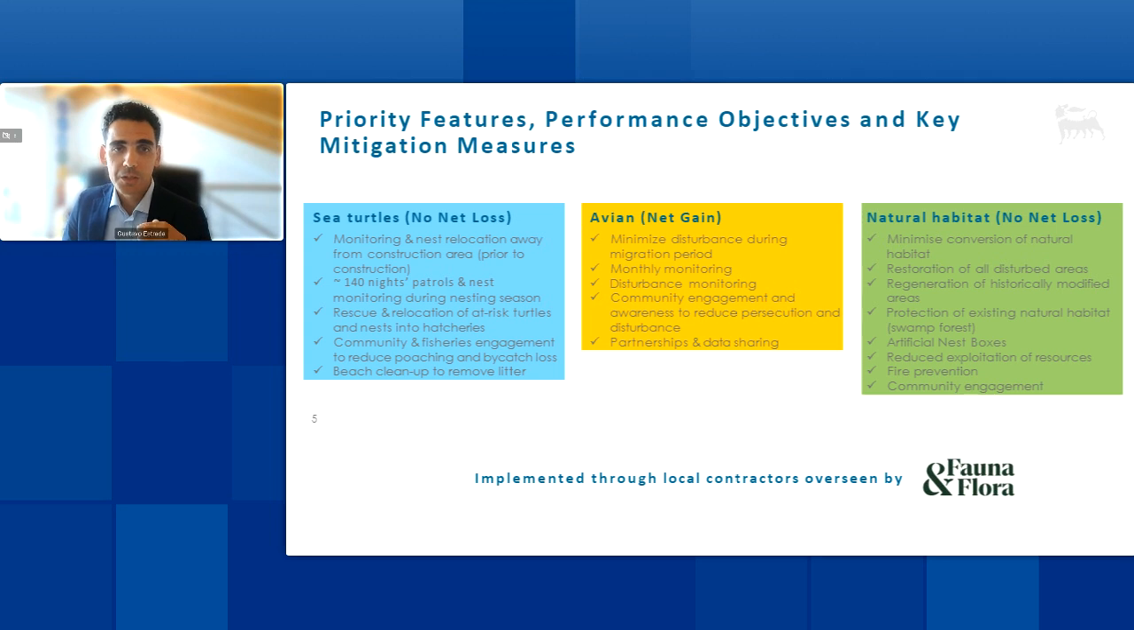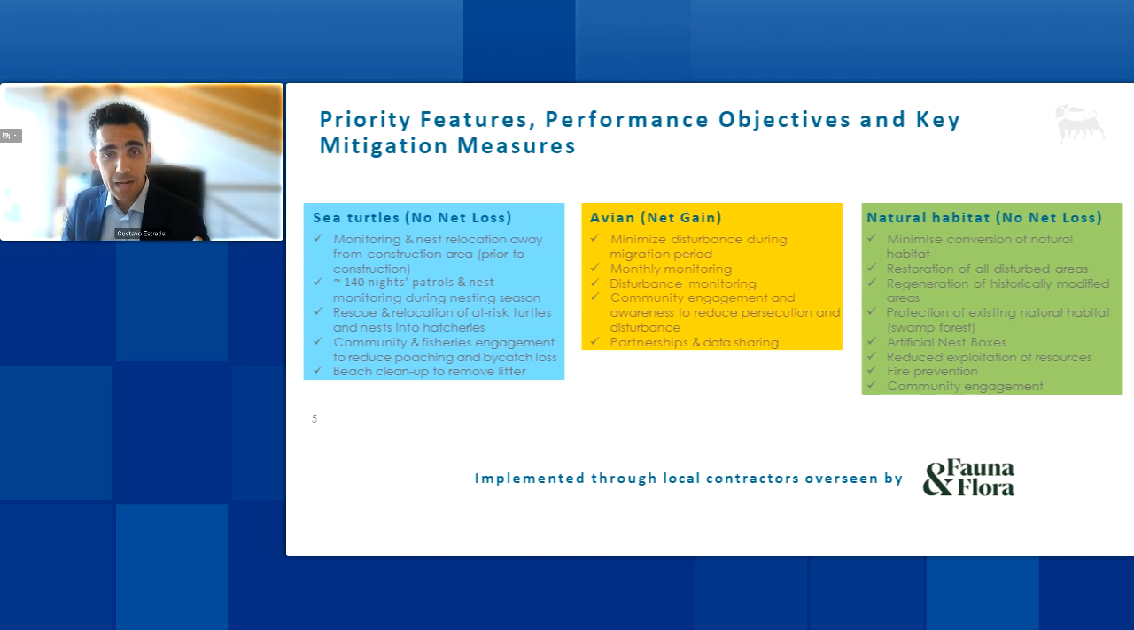The second objective was net gains for two migratory shorebirds, the ones triggering the KBA, the key biodiversity area: a sanderling and a royal tern. Third objective, no net loss for the local hooded vulture population. And finally, no net loss for natural habitats, in this case the wet swamp forest that runs north-south through the onshore receiving facility area.